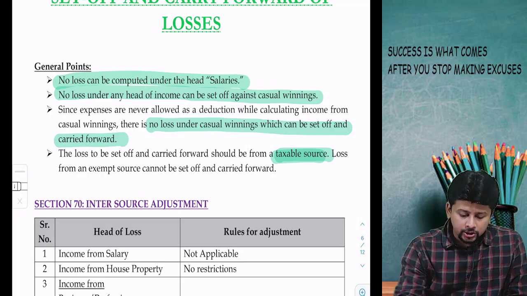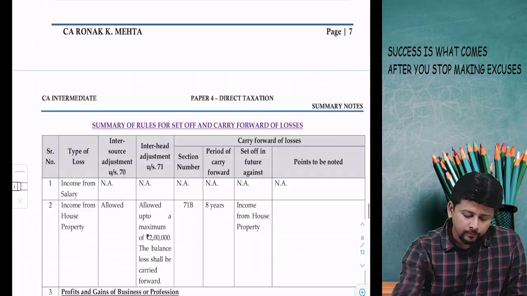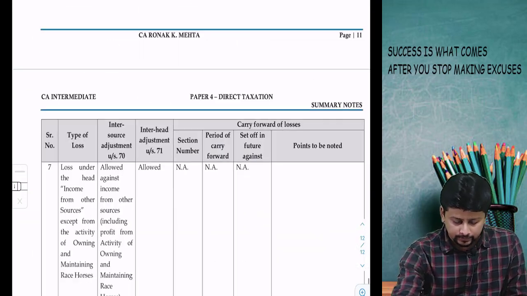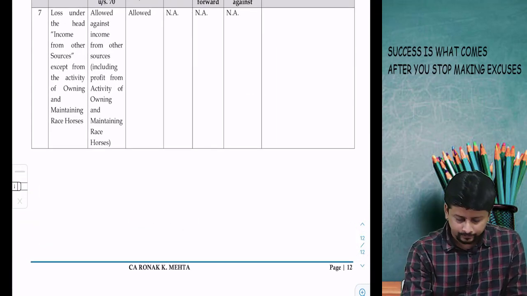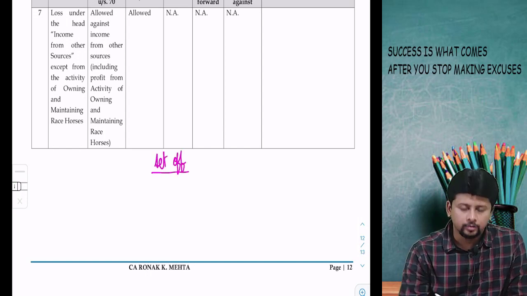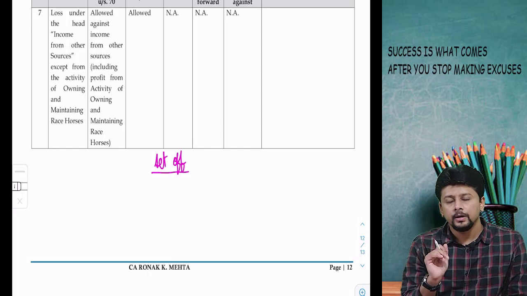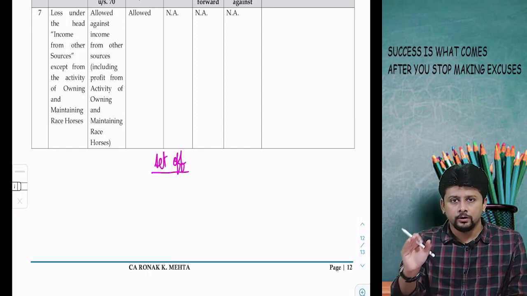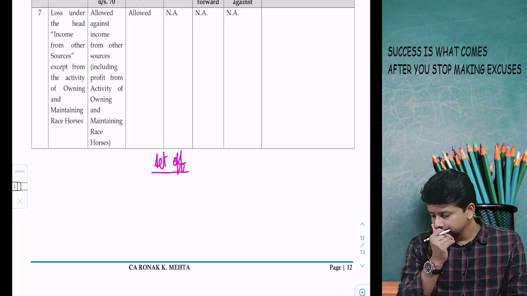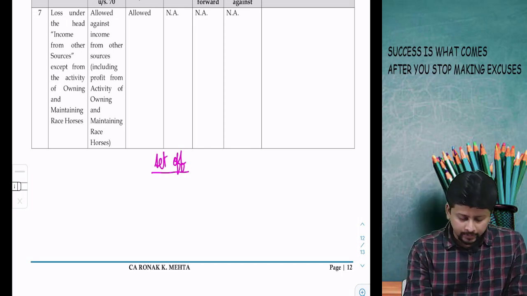Now, the shortcut, the pattern to solve questions can be summarized into something like this. You will be doing the set off, a question will be given to you where you will be told this is the current year's loss, this is the brought forward loss, this is loss under a particular head. So the rule is very simple.